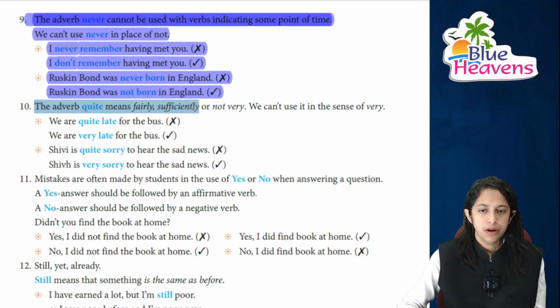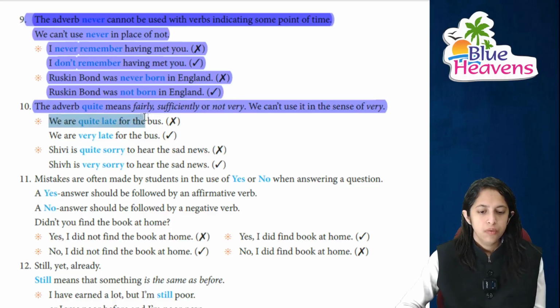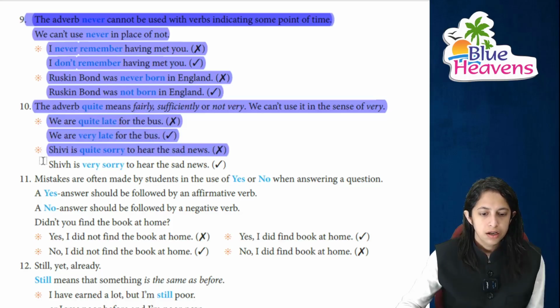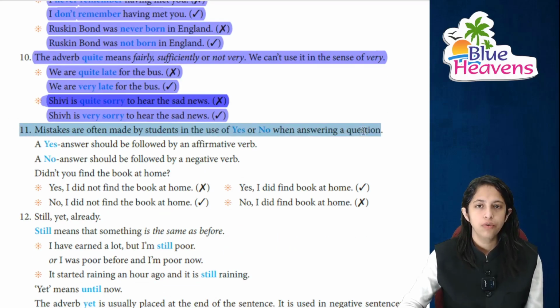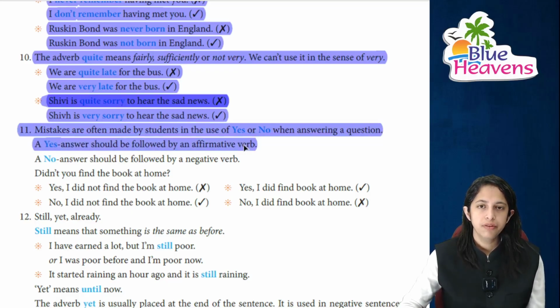The adverb "quite" means fairly or sufficiently, not "very". We cannot use it in the sense of "very". "We are quite late for the bus" is wrong. "We are very late for the bus" is right. "Tibi is very sorry to hear the sad news" is absolutely correct. Mistakes are often made by students in the use of yes or no. When answering a question, a yes or no should be followed by an affirmative verb.